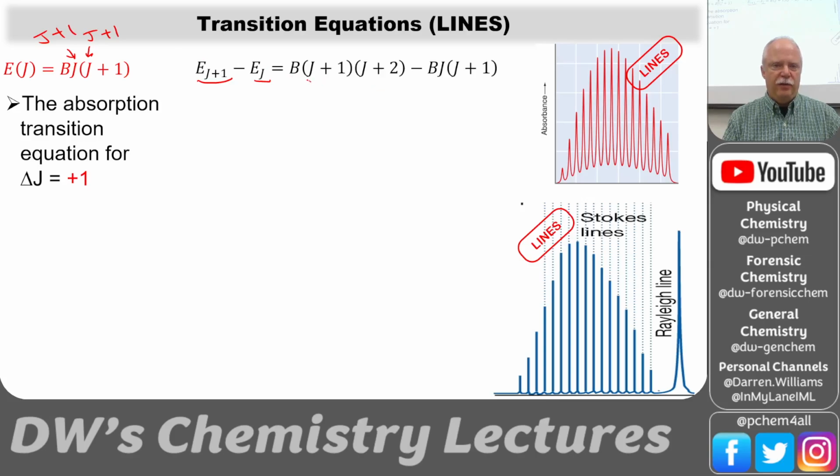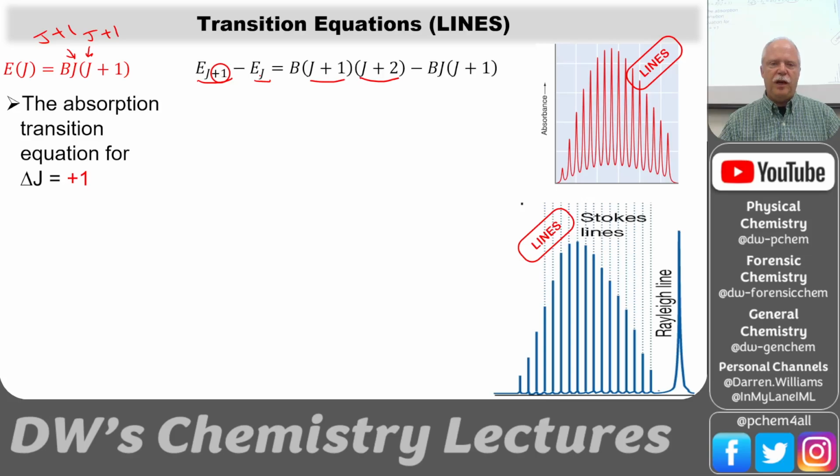And so that's what we have here. We have a J plus 1 times J plus 2. You see how that's J times J plus 1. So wherever there was a J, we put a plus 1. And then we subtract the energy equation without changing it. So this is the delta J plus 1.